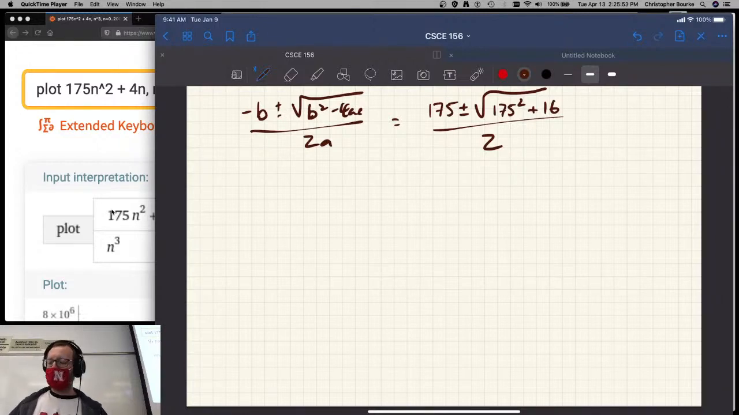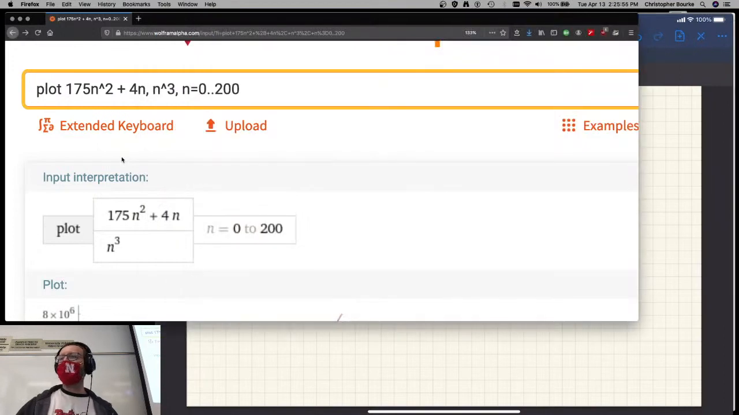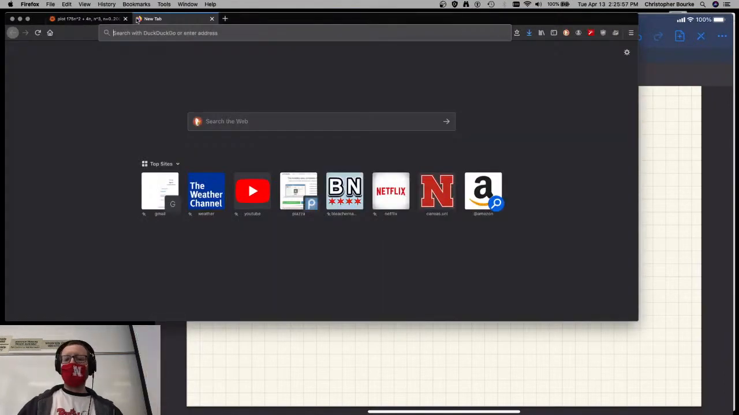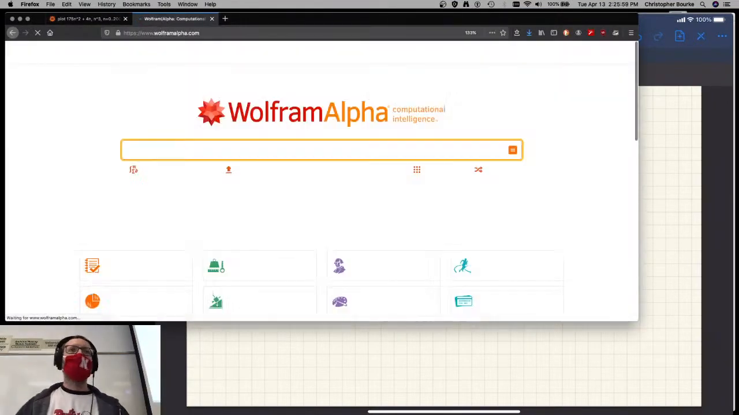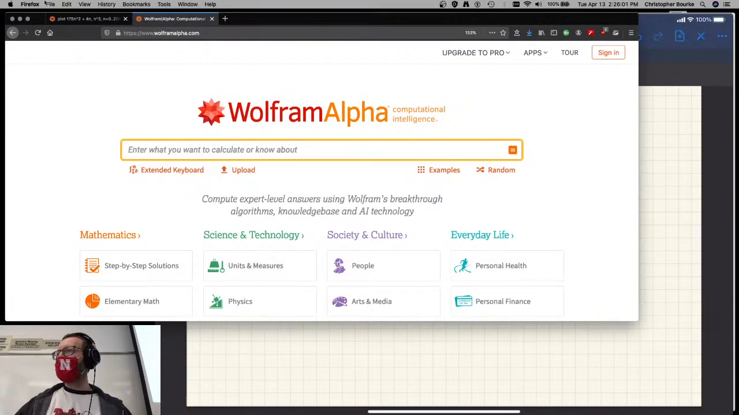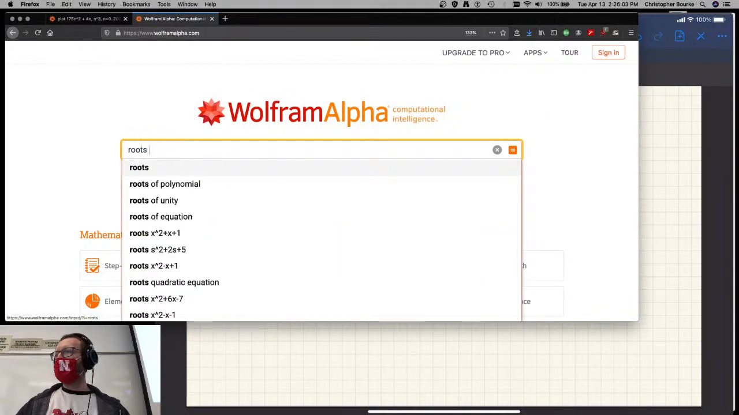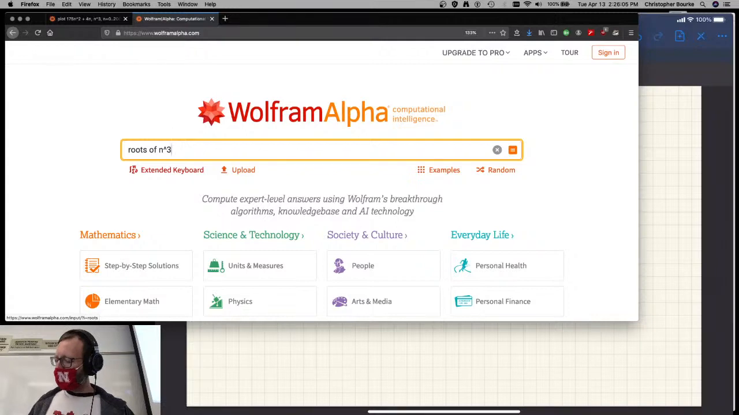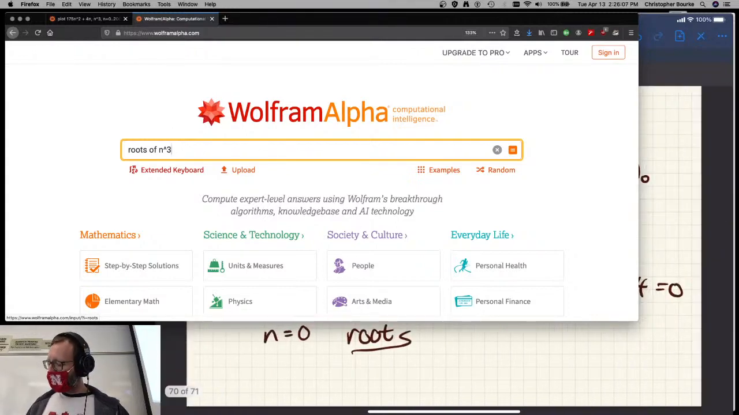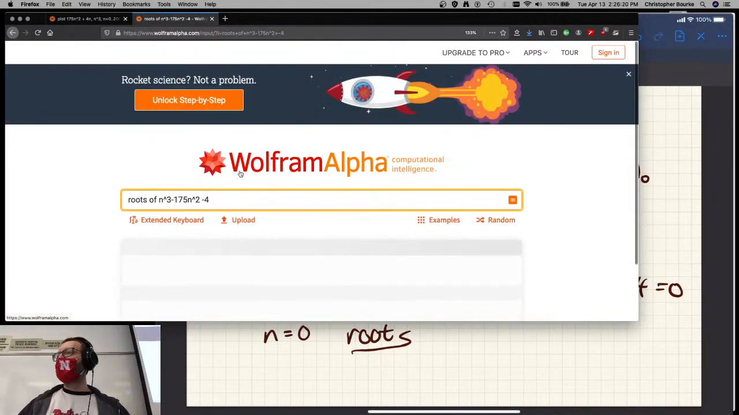All right? I don't even like doing that stuff. Again, let's do Wolfram Alpha. And what are the roots of that equation? Roots of n cubed, what was it? Minus 175 n squared minus 4. Oh, 4n, sorry.